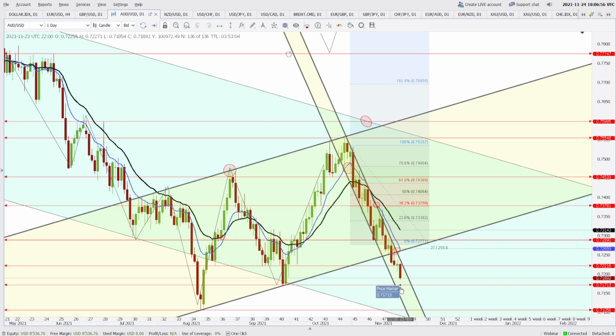So you can say right now today the support is 0.7171 and resistance is 0.7221. If we see a break below 0.7171, it will open the way to 0.7105, and if we break higher from 0.7221, it will open the way to 0.7289, which is the next level.